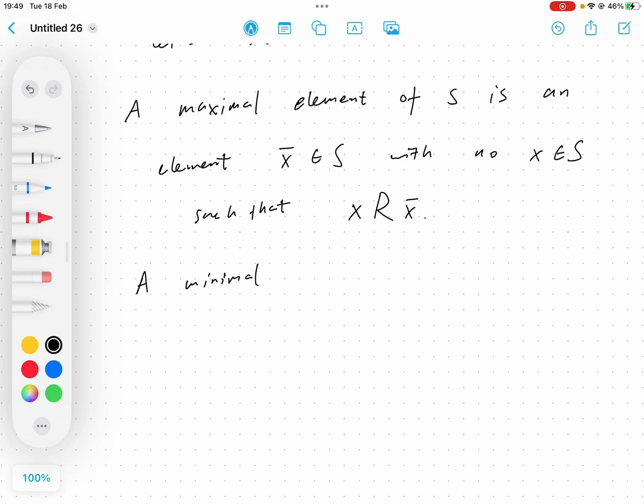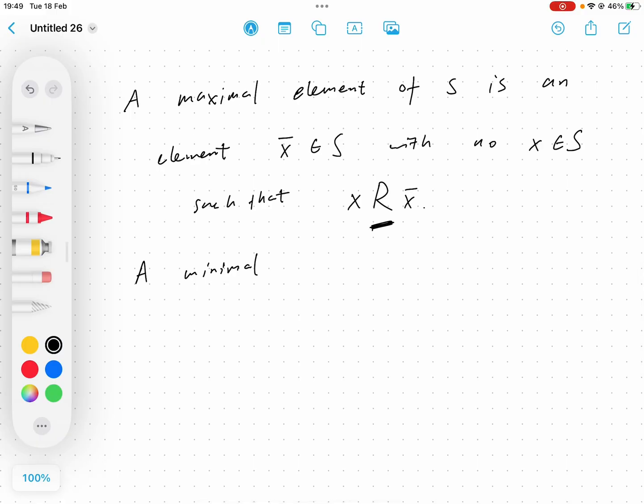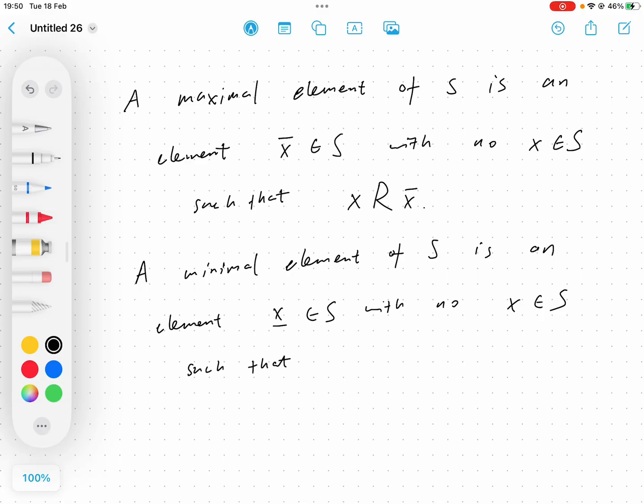This binary relation R has direction, right? So normally when we write in this direction in R, you can imagine the previous example from last episode, where we have R2, and this can be regarded as the greater than or equal sign. So it has a direction. A minimal element of S is also an element, let's call it x lower bar, and there is no such x such that x lower bar has the binary relation to x.